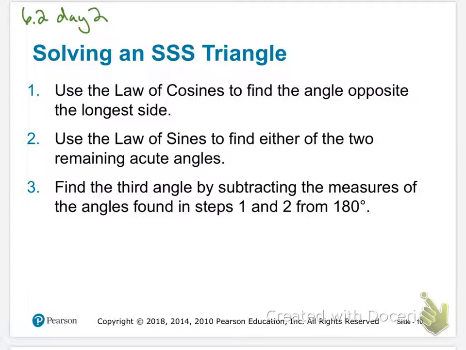Use the law of cosines to find the angle opposite of the longest side. This is the key: it has to be the longest side. Then use the law of cosines to find either of the 2 remaining acute angles. Find the third angle by subtracting the measures of the angles found in steps 1 and 2 from 180. So similar steps, except the first one is the longest side, so the angle across from the longest side.